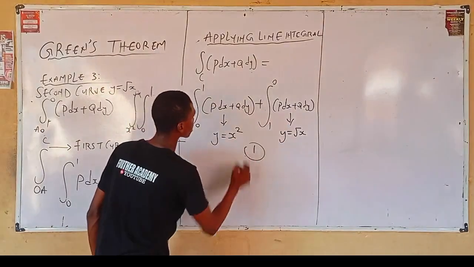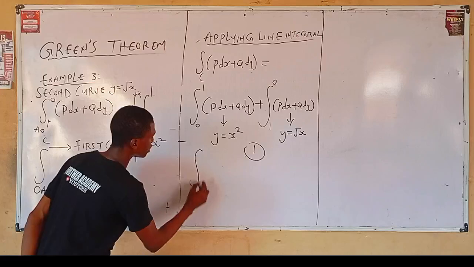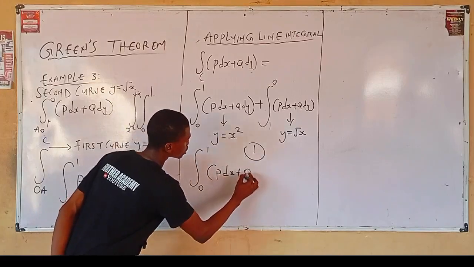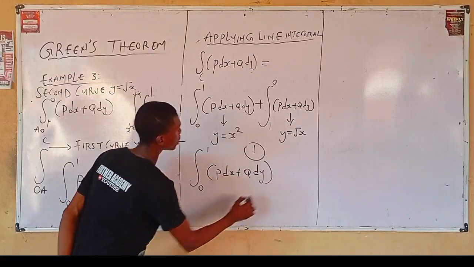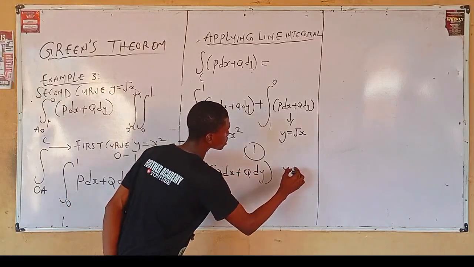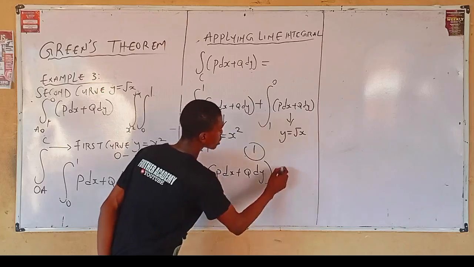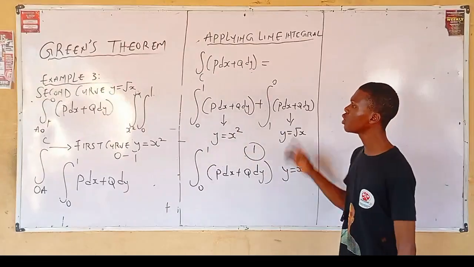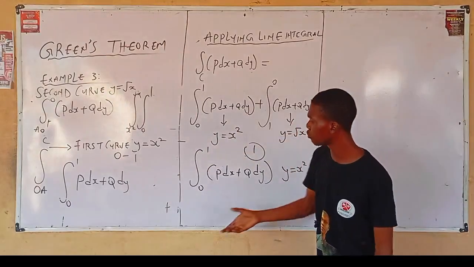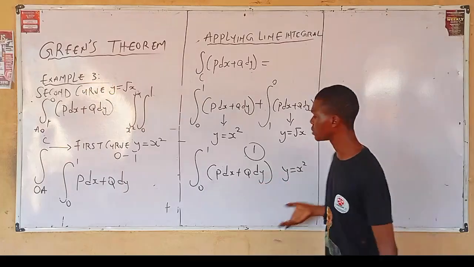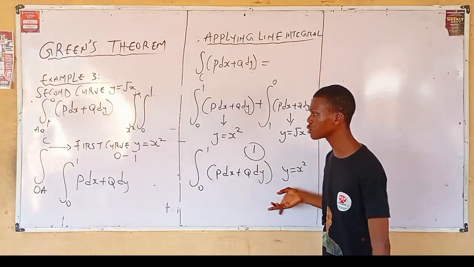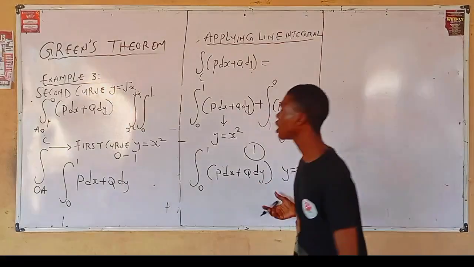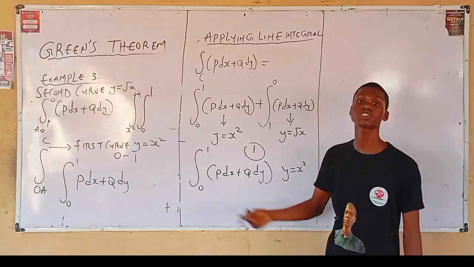Now let's solve this first one. I have the integral from 0 to 1 of all into brackets p dx plus q dy, implementing using the curve y equals x squared. As I said in the last video, when you are applying line integral for each curve, you express all the terms as a function of x.